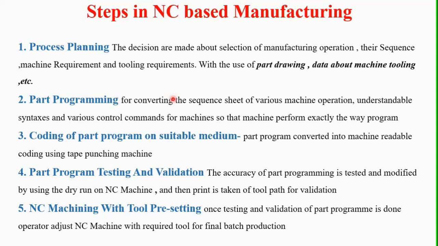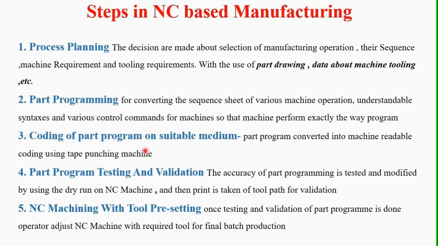Then the second one is part programming. Here the sequence sheet of the various machine operations is converted into understandable syntax and control commands for the machine, so that the machine performs exactly the way we want. So this is the second phase, in which these programs are fed to the machines, and the machine can perform the operations that we require.